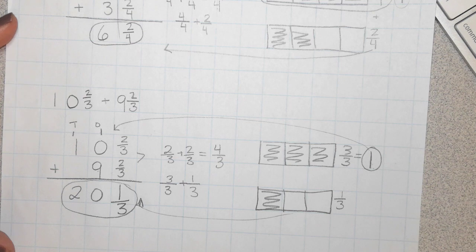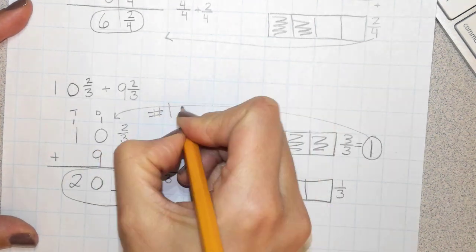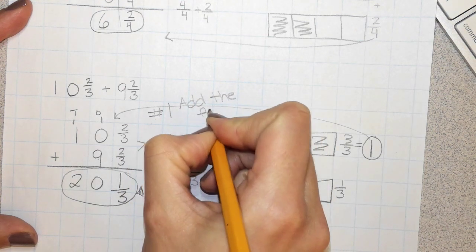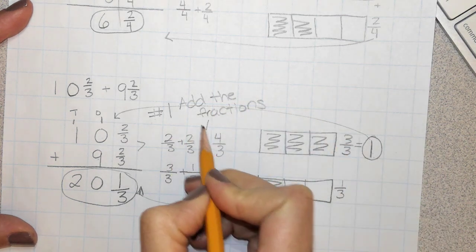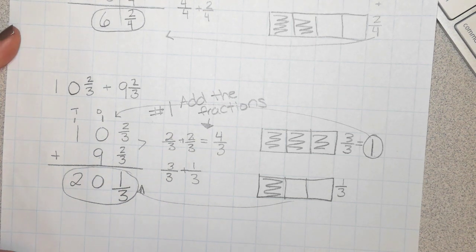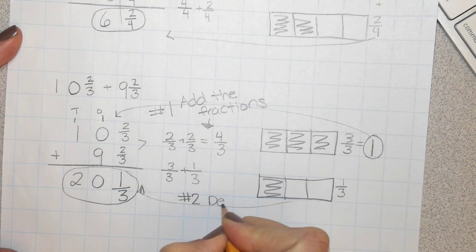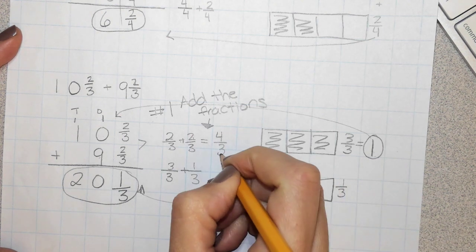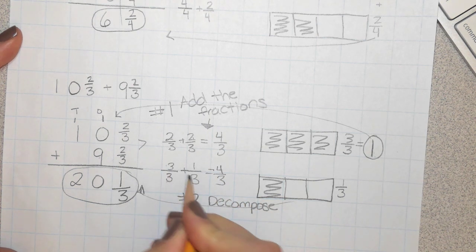Let's just go over the steps real quick. Step 1 is to add the fractions. That's what we did here: 2/3 plus 2/3 equals 4/3. Step 2 is to decompose our sum. So I decomposed 4/3 into 3/3 plus 1/3.